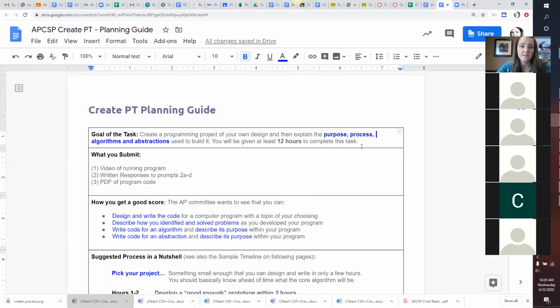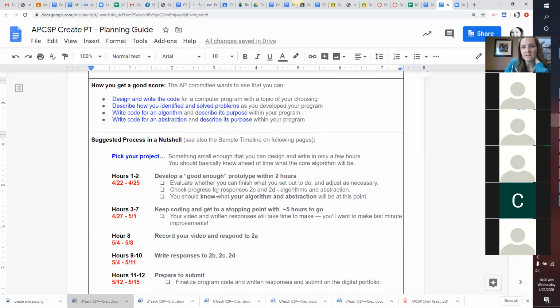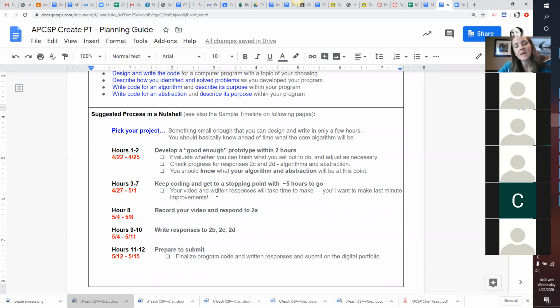The first planning document just has an overview of what you need to do. So these are the 3 things you're gonna submit: a video of your program running, the written response to the prompts, and then a PDF of your code. So here's a breakdown of how much time you should be allocating to each one of the tasks for the Create. And I put in some windows that match up to the calendar I gave you.